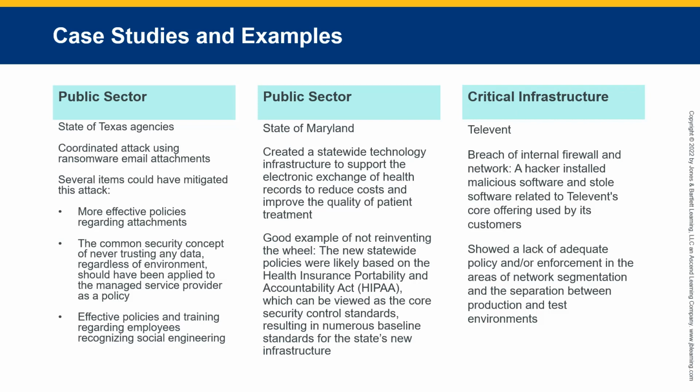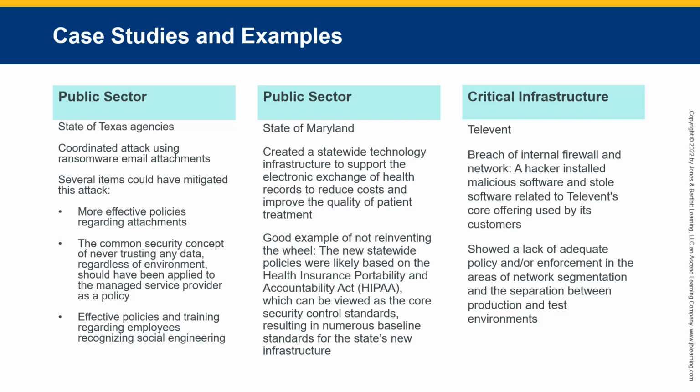The next public sector example is the State of Maryland. It created a statewide technology infrastructure to support the electronic exchange of health records to reduce cost and improve the quality of patient treatment. Good example of not reinventing the wheel, the new statewide policies were likely based on the Health Insurance Portability and Accountability Act, HIPAA, which can be viewed as the core security control standards, resulting in numerous baseline standards for the state's new infrastructure.